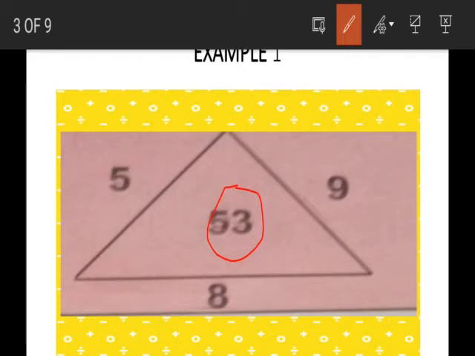Before we go to our board, let's explain something. What you simply do, you are going to multiply 5 and 9. Then you add 8 to it. 5 times 9 plus 8. Alright, this is what we mean. Let's go to our board now.